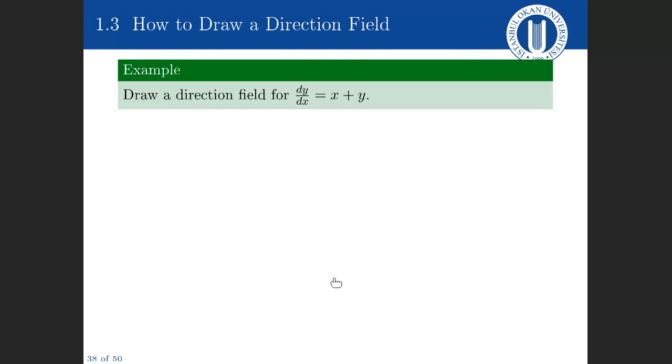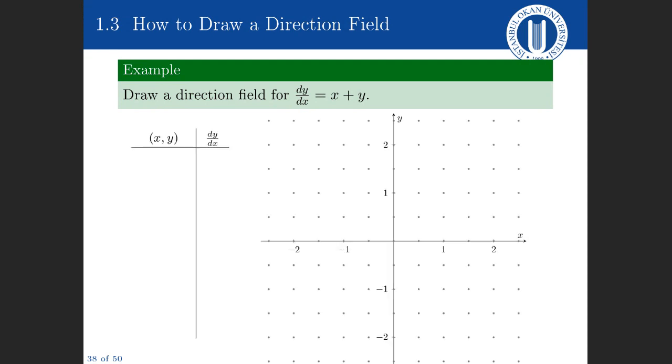For example, draw a direction field for dy dx is equal to x plus y. We'll start with a grid of points between, let's say, minus 2.5 and 2.5 on the x-axis and on the y-axis. I want to draw an arrow on each one of these points. So I'm going to need to draw 11 multiplied by 11, or 121 arrows. We start by calculating dy dx at a few points and filling in a few arrows.